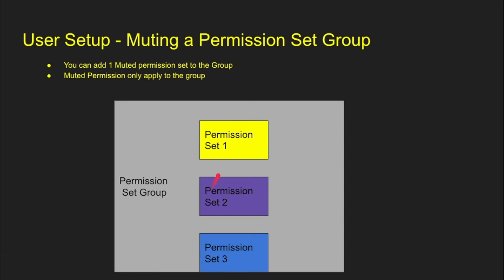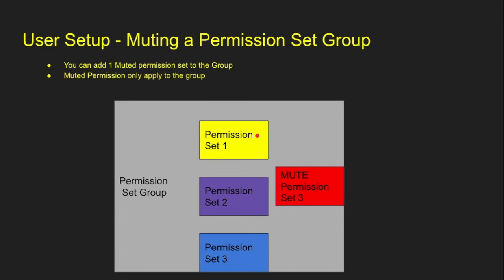So we can add our 3 permission sets in our group here, but then we can add a muting permission set that only applies to this particular group. So what we can do is create a permission set here. We're going to create a mute permission set. And what it's going to do is negate whatever is in one of these things.